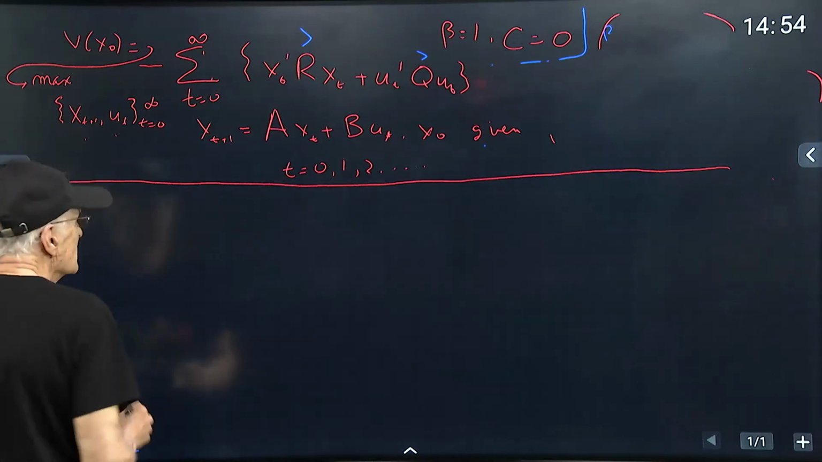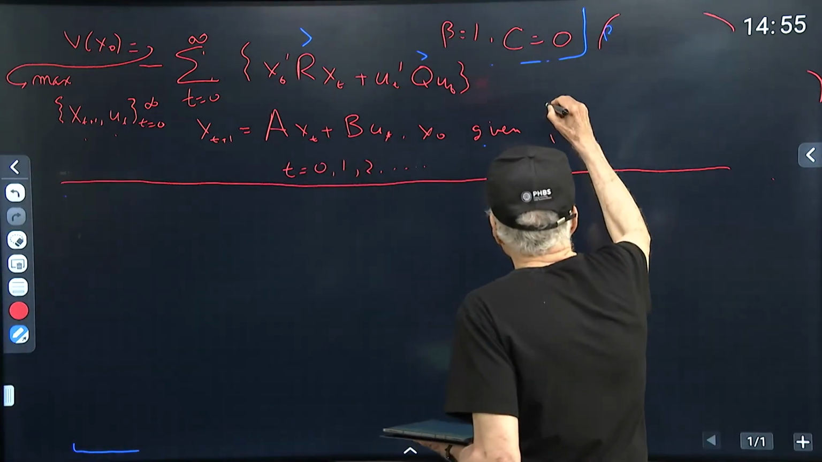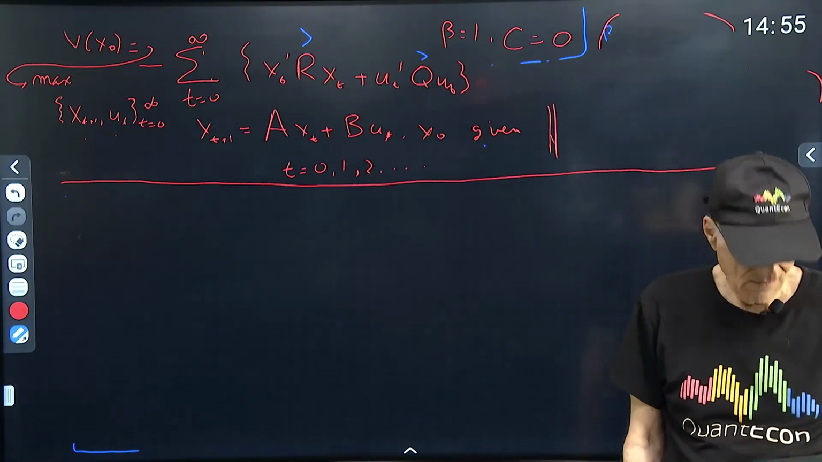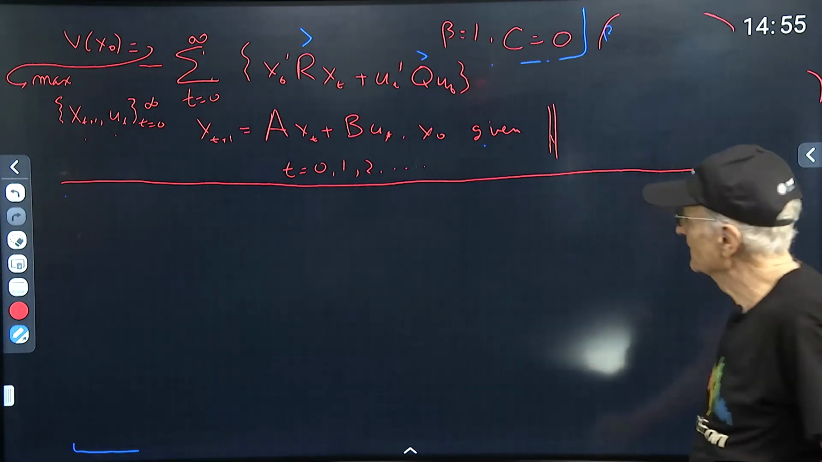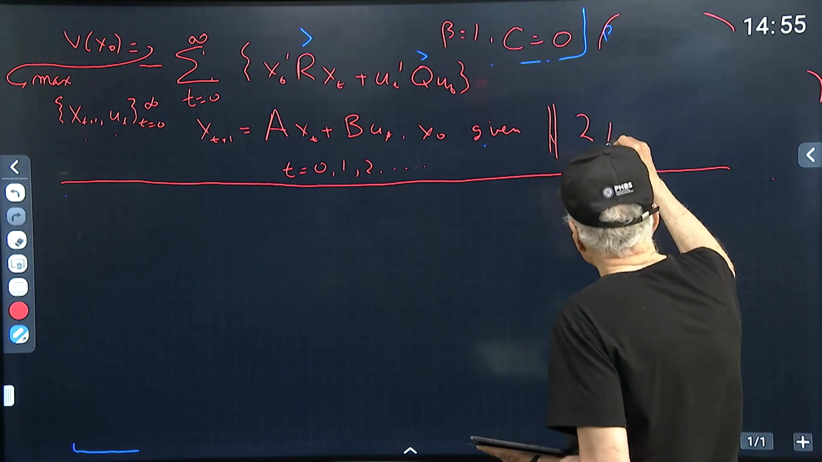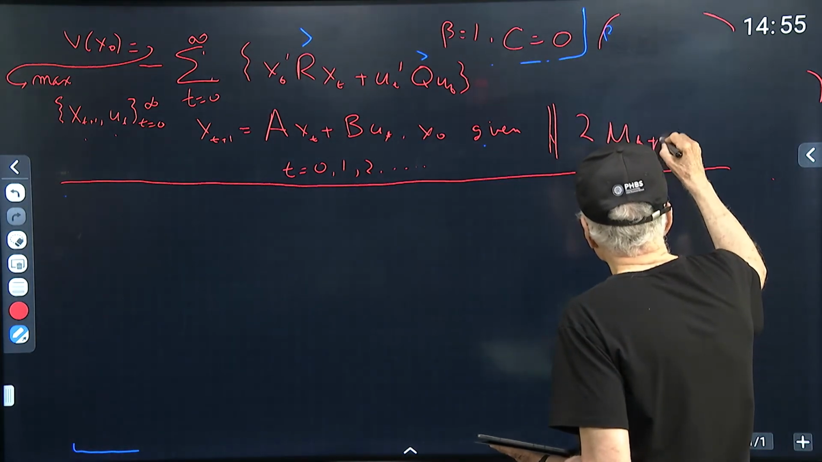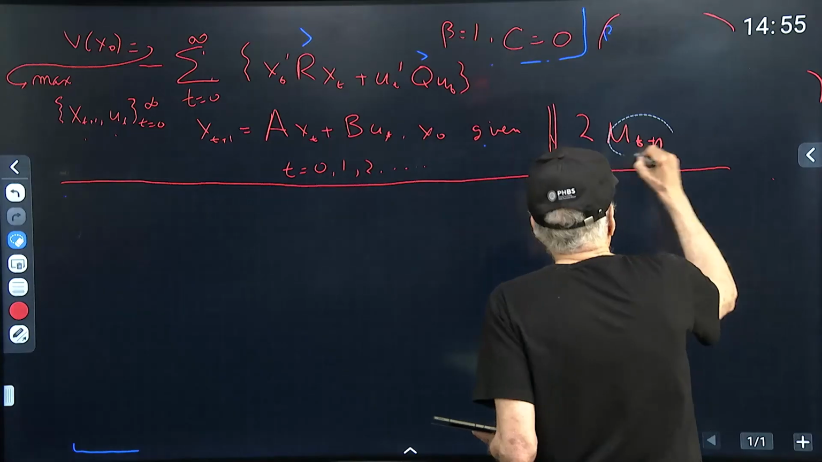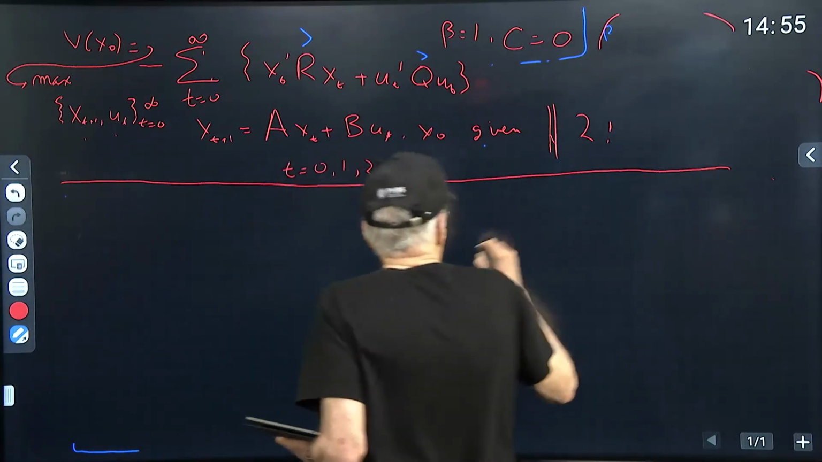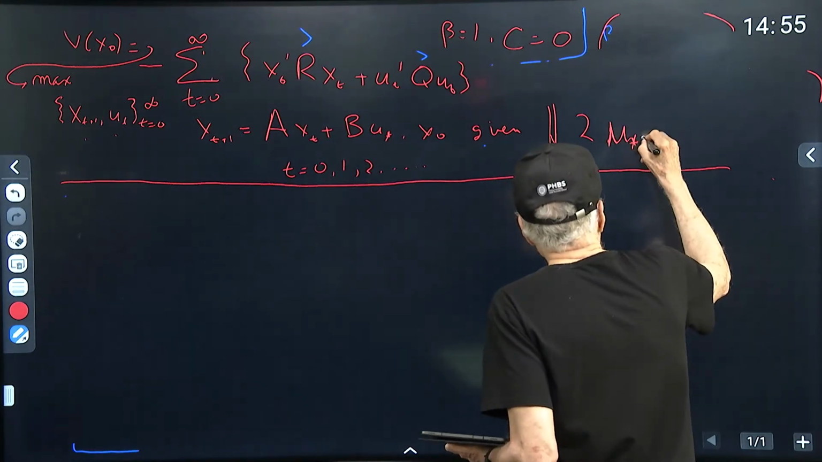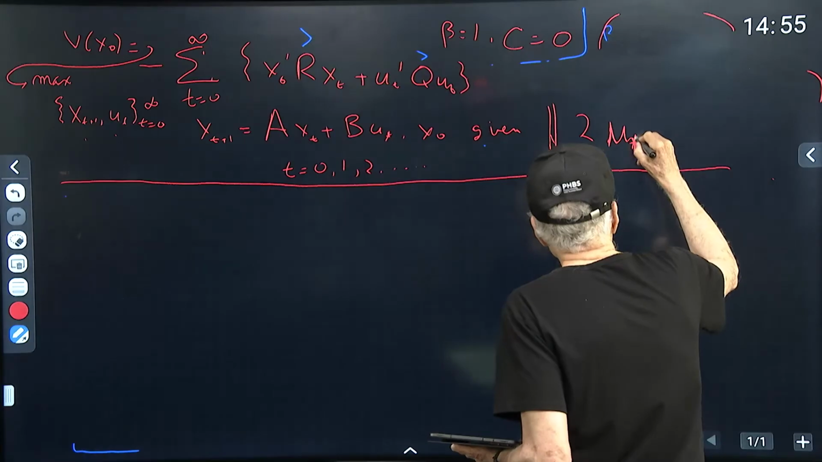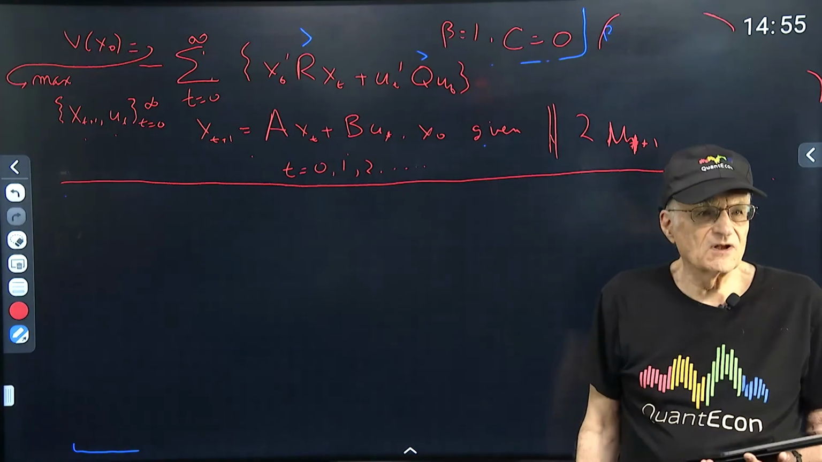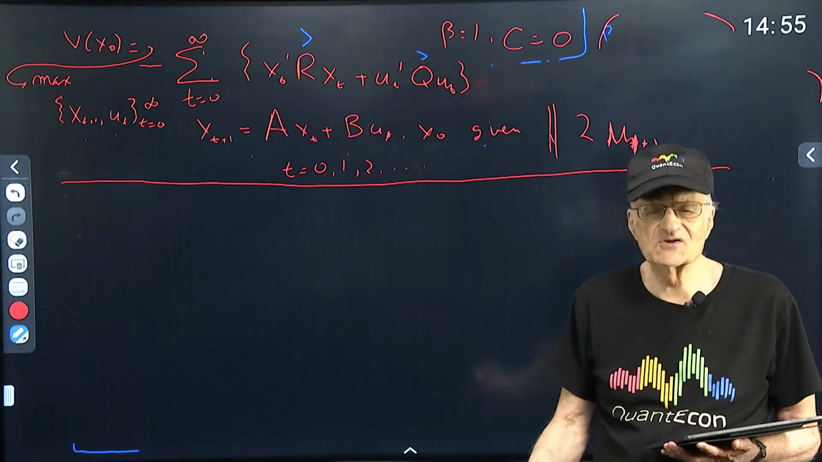Okay, what I'm going to do, good. What I'm going to do is I'm going to stare right here. For every one of these constraints, I'm going to put a Lagrange multiplier on that constraint, and then I'm going to form a Lagrangian. And because I'm lazy, the multiplier is going to be a vector of multipliers. I'm going to put a multiplier mu t plus 1 on this constraint. And I'm going to form a Lagrangian, and then I'm going to get the first order conditions.